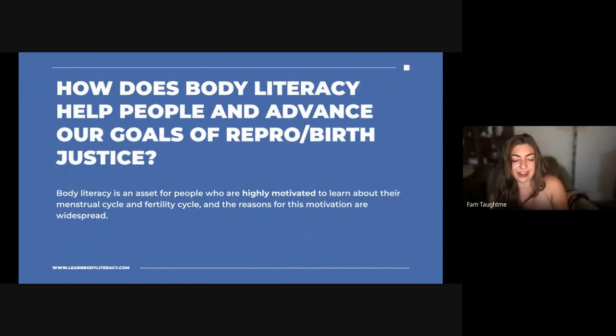Okay, and so we'll round out today by talking about how body literacy helps people and advances our goals of reproductive justice. Body literacy is an asset for people who are highly motivated to learn about their menstrual cycle and fertility cycle, and the reasons for this motivation are widespread. It could be due to inadequate health care. It could be due to them wanting to become pregnant. Other people are curious because they have no framework of education or not even a vocabulary to describe themselves.